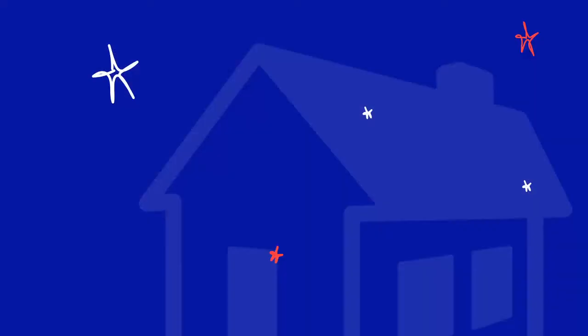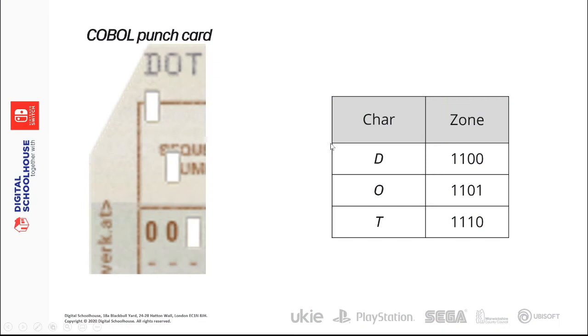The different zones are at the very top of the COBOL punch cards. So let me show you an example. This is a COBOL punch card that's being used to represent the word dot. You can see the zones are already there in binary, 1100, 1101, 1110. If we wanted to do the conversion, you can look it up on your sheets if you want to. There's your sheets, yep, you can look them up. So we can see that 1100 is going to be a letter A to H. We know that it's in this zone, which is zone 12. You can check it on there. Then O is in zone 13. And then T is in zone 14.